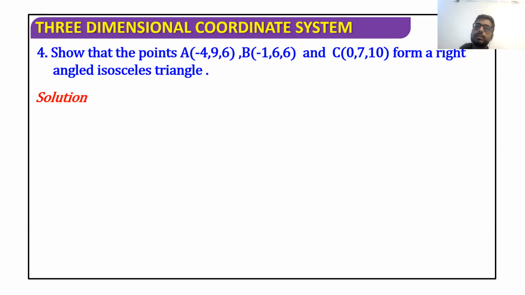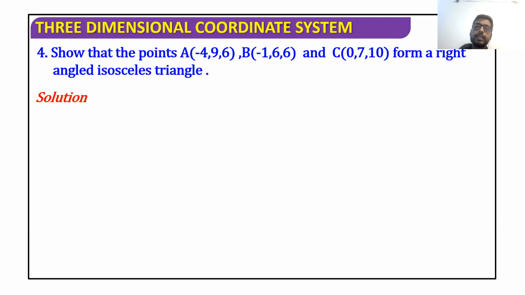I have to show that the points A, B, and C form a right angled isosceles triangle in this particular case. To show that it is a right angled triangle, I can show that the hypotenuse square is equal to square of its adjacent sides. So if B is going to be my right angle, then I have to show that AC square is equal to AB square plus BC square. I have to also show that the 2 sides are same to prove that it is an isosceles triangle.